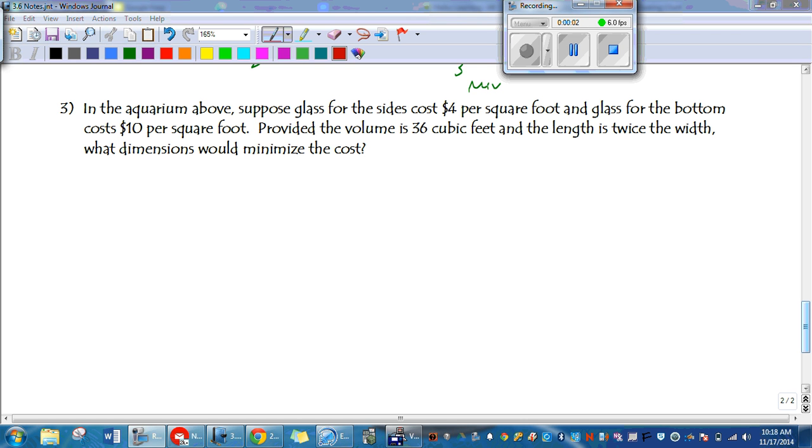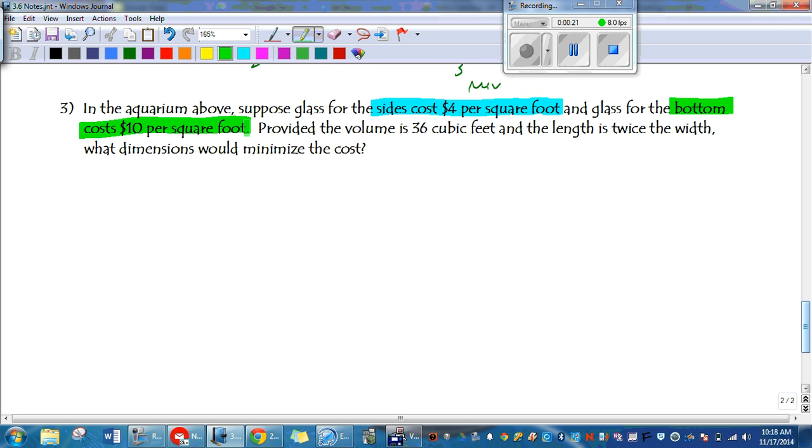All right, number 3 is kind of playing off number 2, just a little different scenario. Put another twist on it. It says, in the aquarium above, suppose the glass for the sides is $4 per square foot, and the glass for the bottom is $10 per square foot. So that's going to change things a little bit.